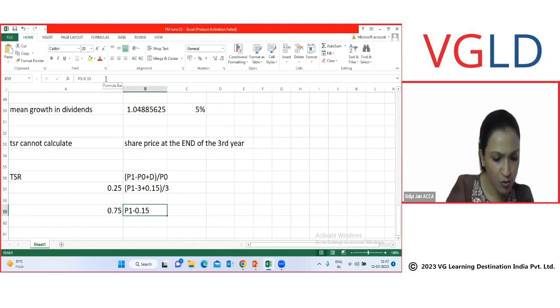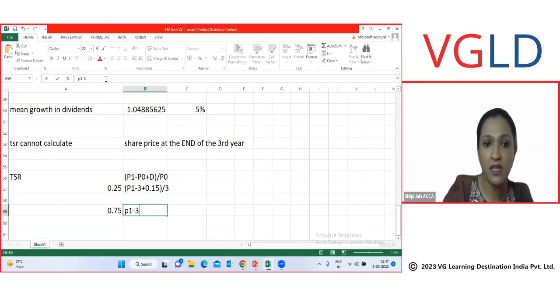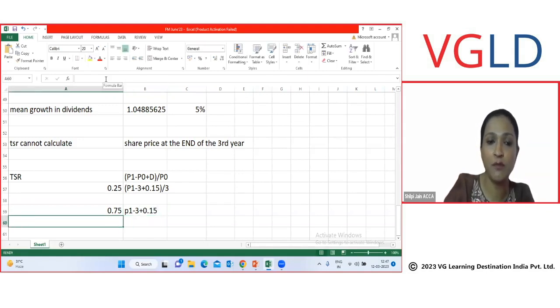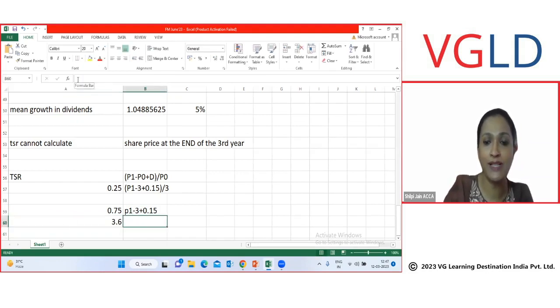P1 minus 3 plus 0.15. Okay, so let me just write P1 minus 3 plus 0.15 and then just solve this for me, please. So what is your P1 coming out to be? 0.75 plus 3 minus 0.15. Remember, when you take it to the other side, your signs are going to change. So 3.6 is the value of your P1.